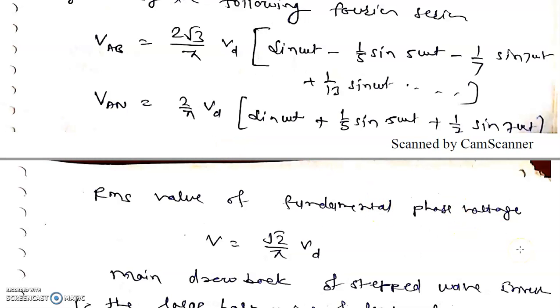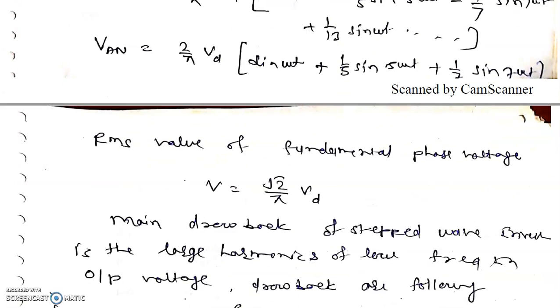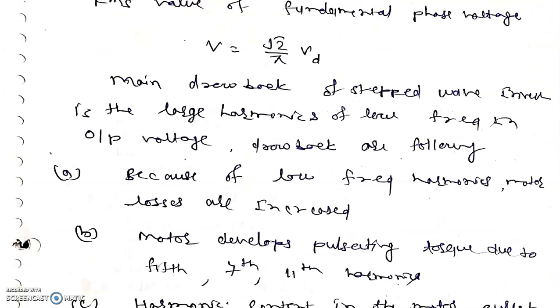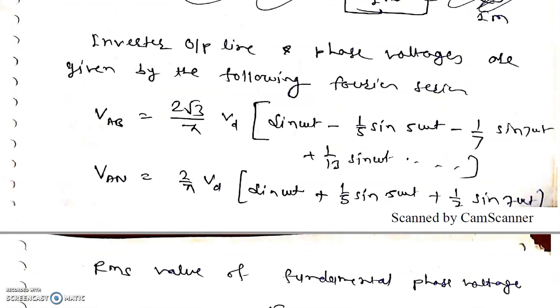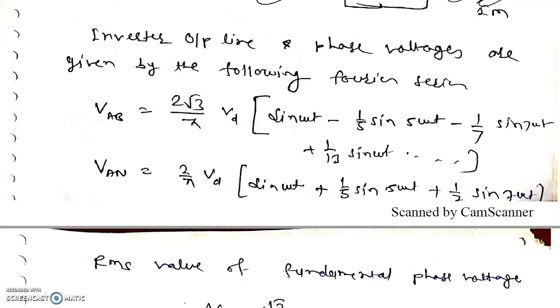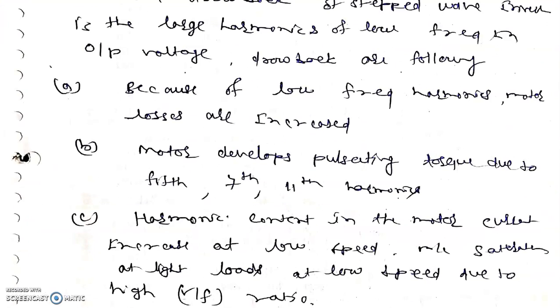So the RMS value of the fundamental phase voltage, if we consider only the fundamental component, is root 2 upon pi into VD. The main drawback of the step wave inverter is the large harmonics of lower frequency in the output voltage. If we see the Fourier analysis, there are large harmonic components, fifth and seventh harmonics, present with the fundamental waveform.